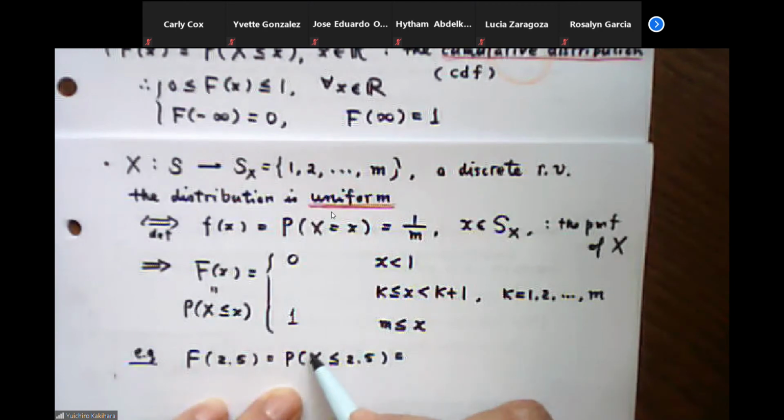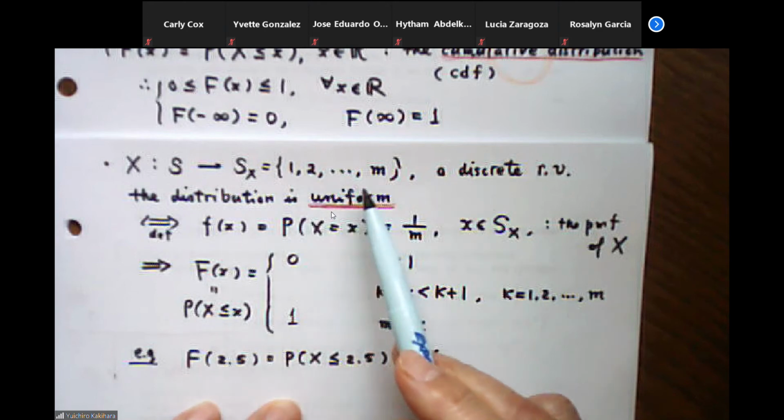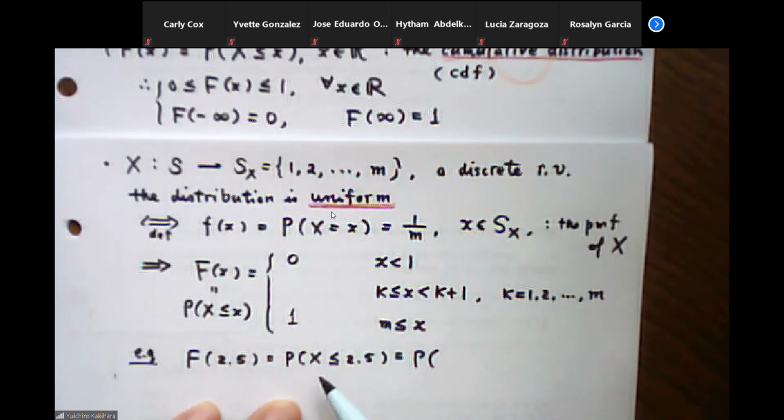But with this restriction, x can take which values? What do you think? X can take 1, 2, up to m. Then x can take which number? It can take 1, it can take 2, but not 3 or more. Only these two, right? Then what is this probability? X is taking only 1 or 2, so 2 possible values.